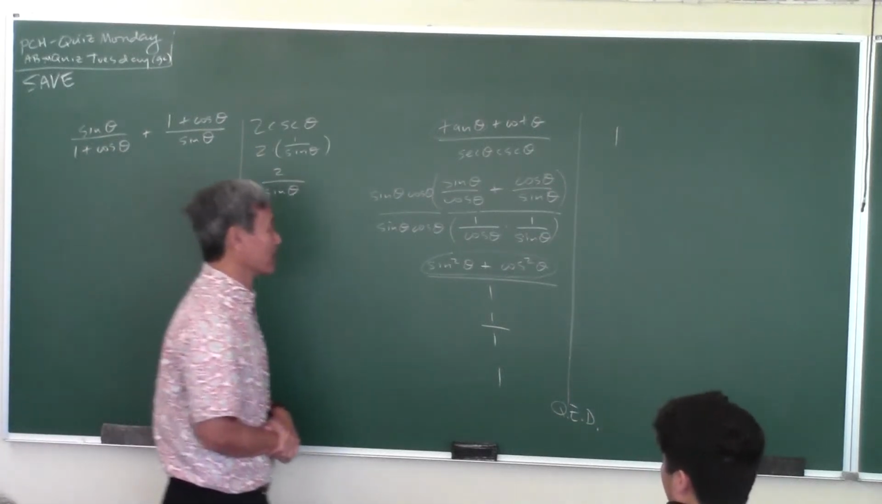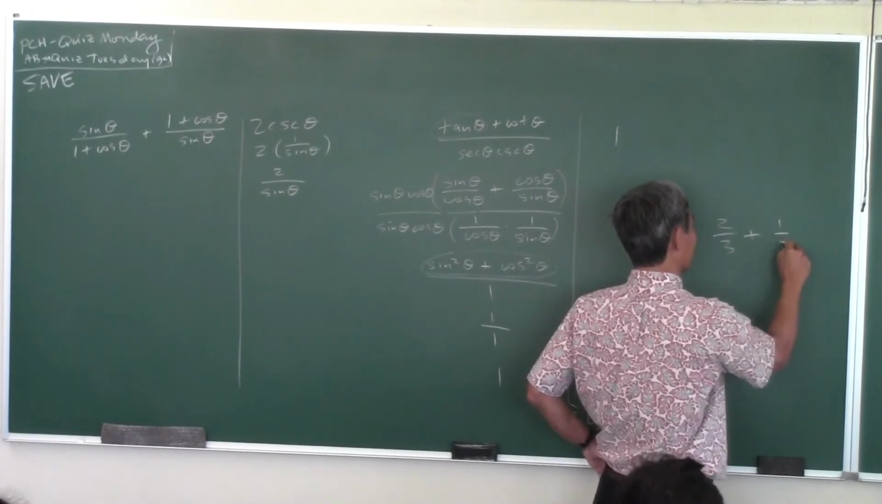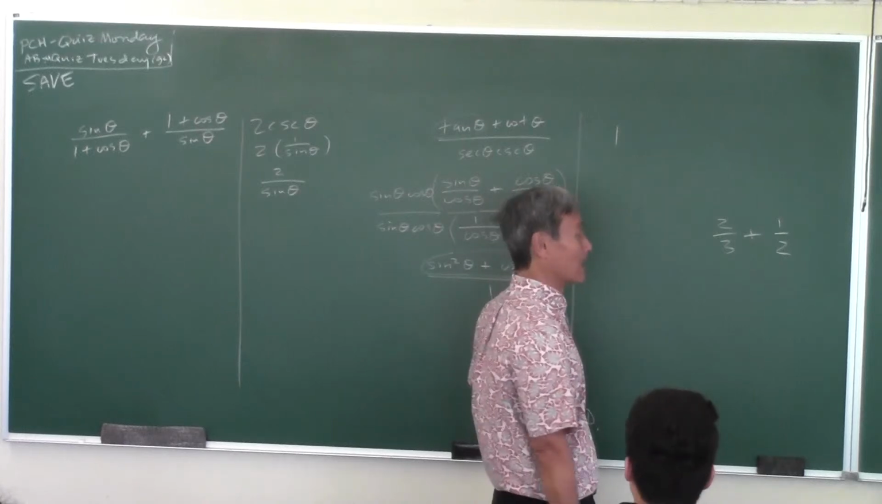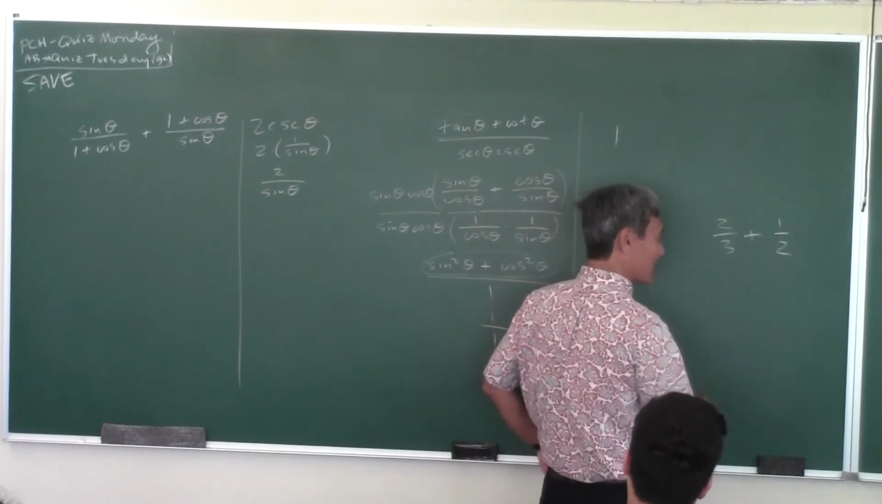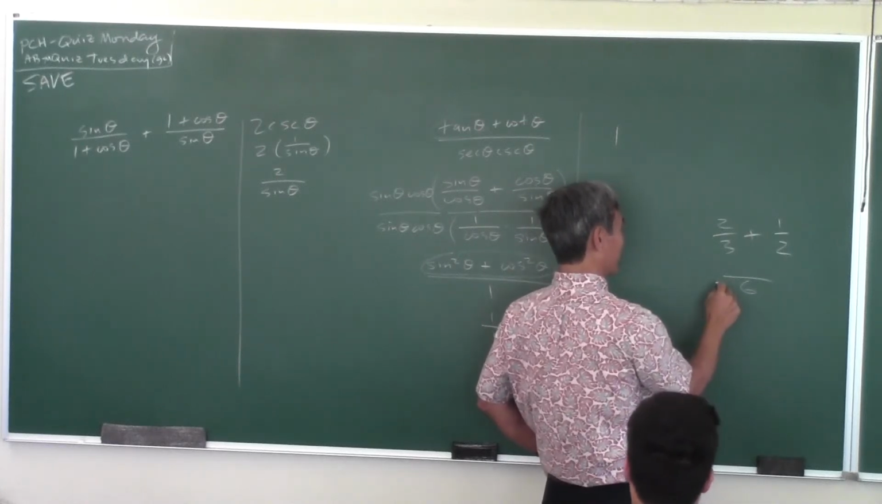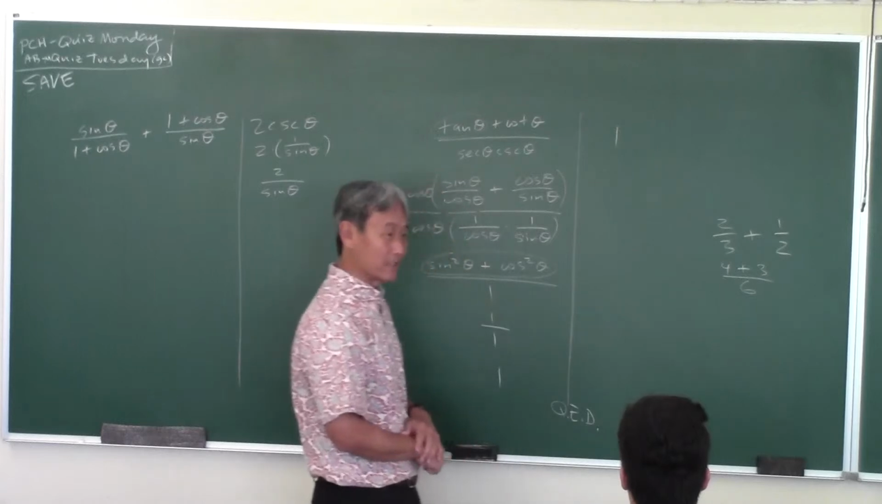Okay, let's go back to elementary school. When you add and subtract fractions like that, what do you do? You make the least common denominator. What's the least common denominator of 3 and 2? 6. Okay, so then what's going on the top? 4 plus 3, and then you get 7 over 6, right?